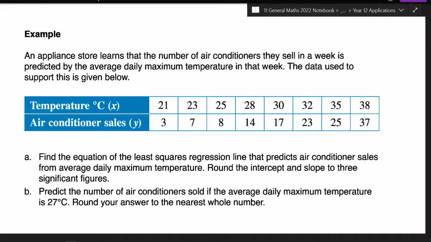An appliance store learns that the number of air cons they're selling each week is predicted by the average daily maximum temp in each week. Okay, so there's your two variables already. Number of air cons sold and then average daily max temp. Those are your two variables for this. The data used to support this is given below. So here you've got the temperature and it determines how many air cons will be sold. So obviously maybe the higher the temperature, the more air cons you'll be selling.